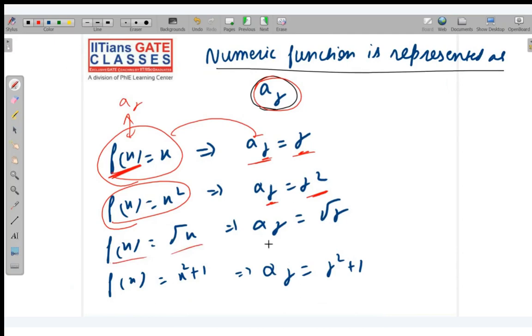If f(x) = root x, you will say a_r = root r. If f(x) = x square + 1, then a_r = r square + 1. So simple, it's just a representation. We will use all these representations for generating functions, so try to understand them. Okay, let me jump to the next slide.